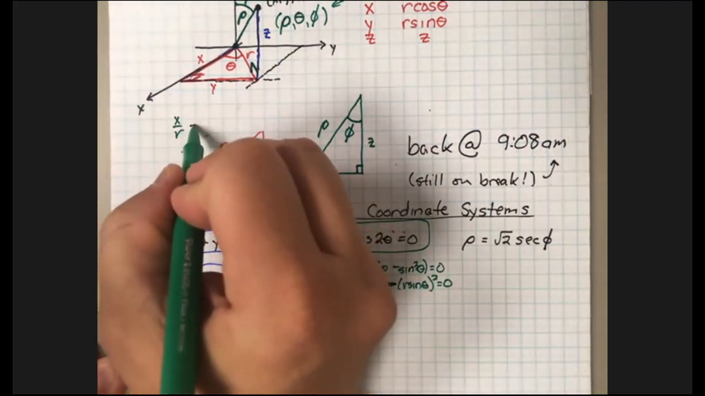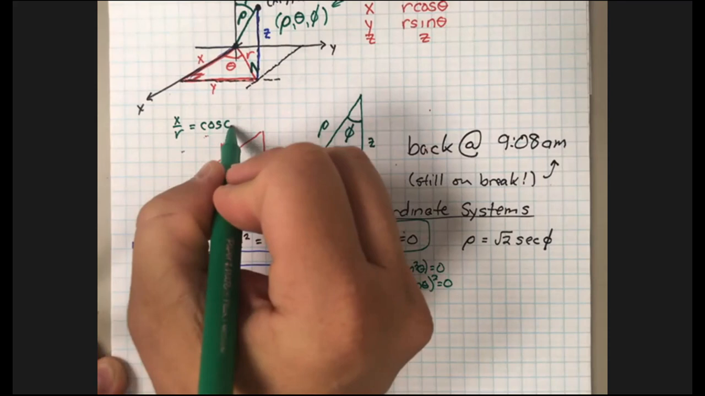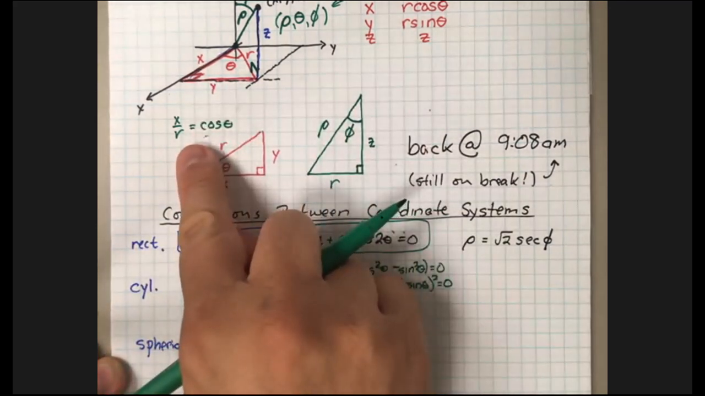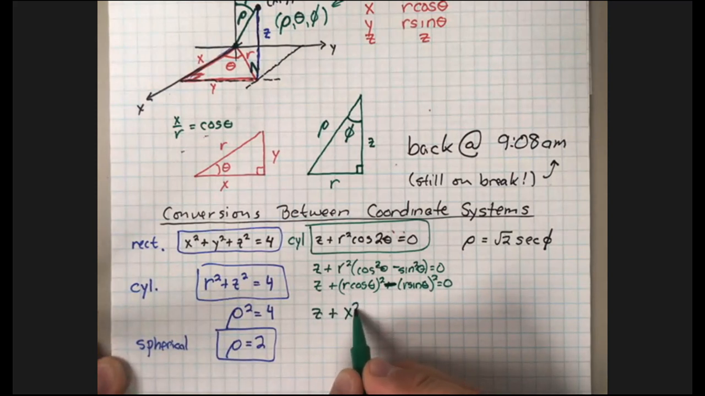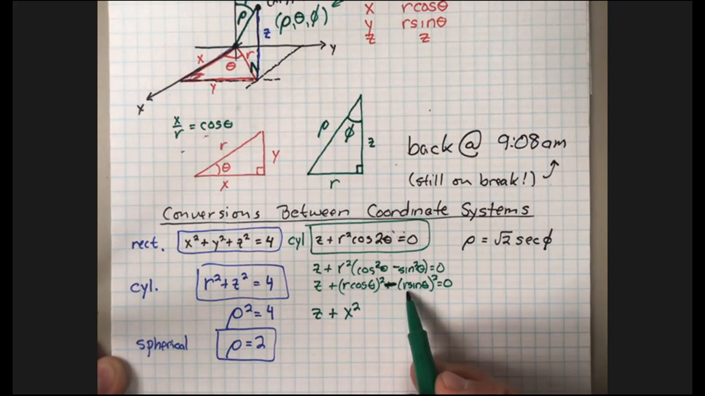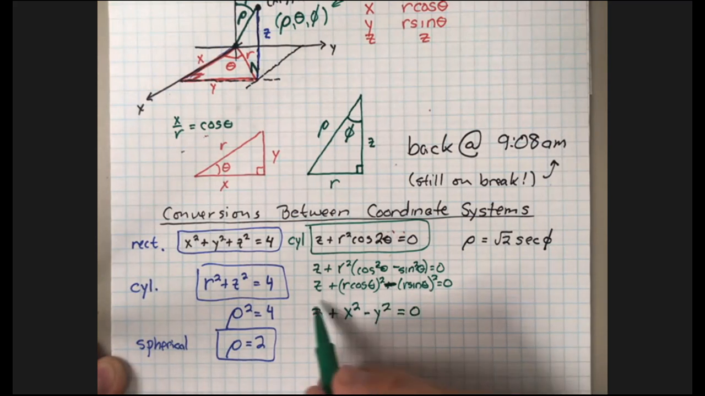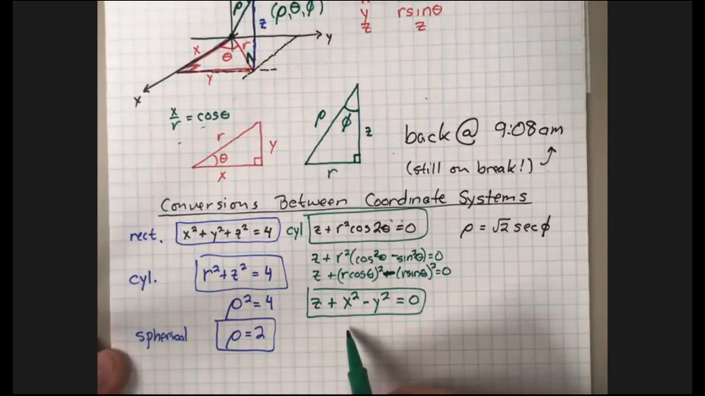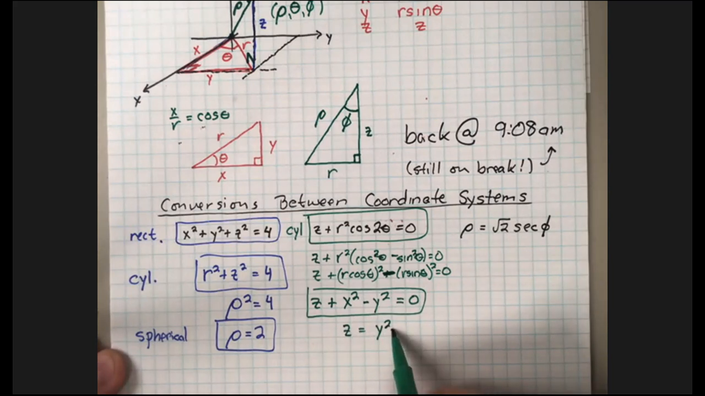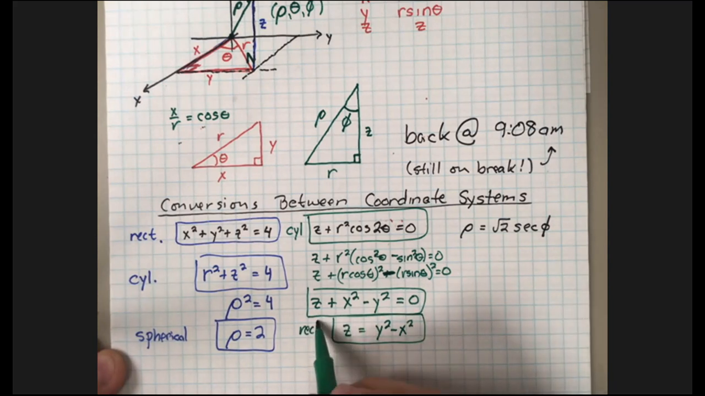x over r is cosine theta. You write that down if you need to look at it. x over r is cosine theta. So x is the same as r cos theta. So this is z plus x squared, subtract y squared equals zero. Now I have rectangular coordinates, or maybe if I write this in terms of z, rectangular coordinates right here. Either way you want to present this.